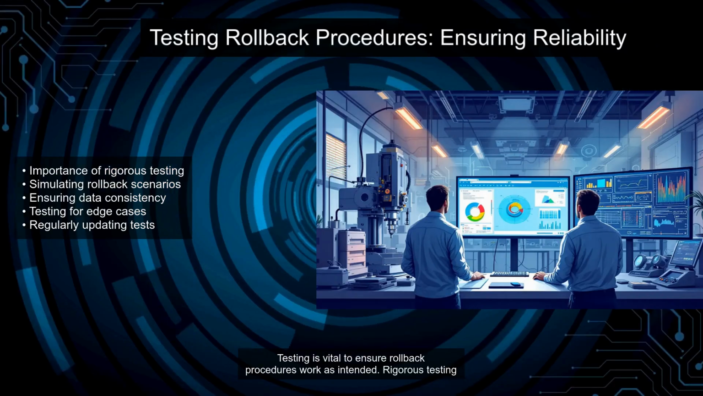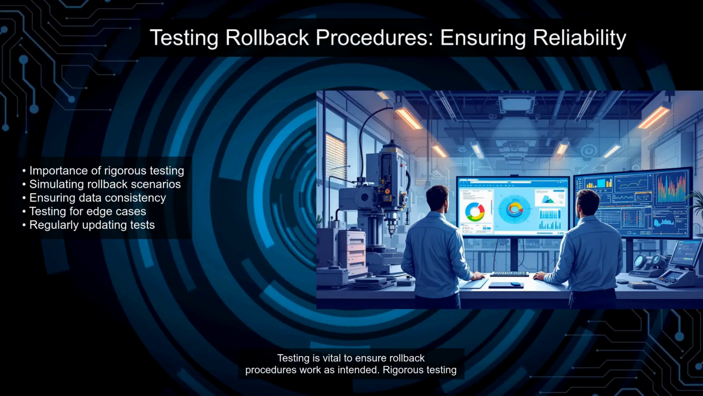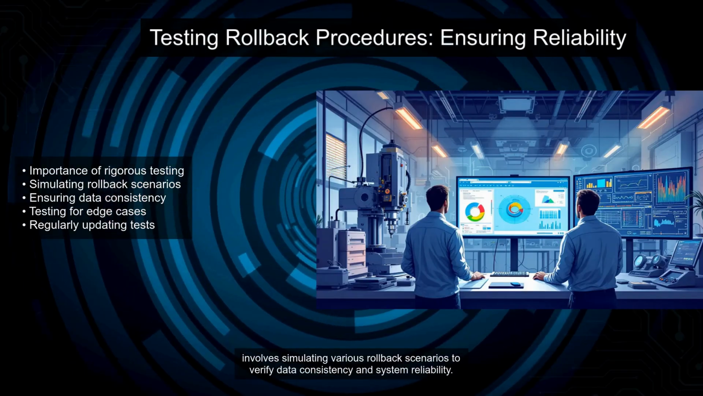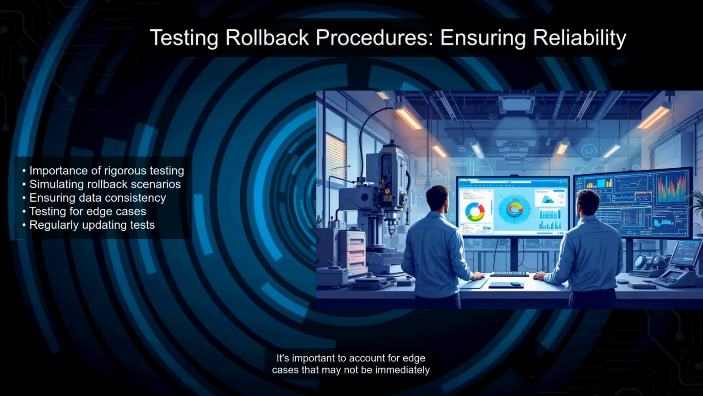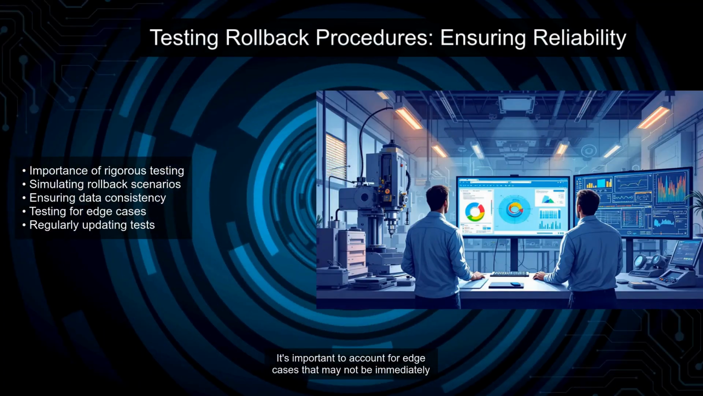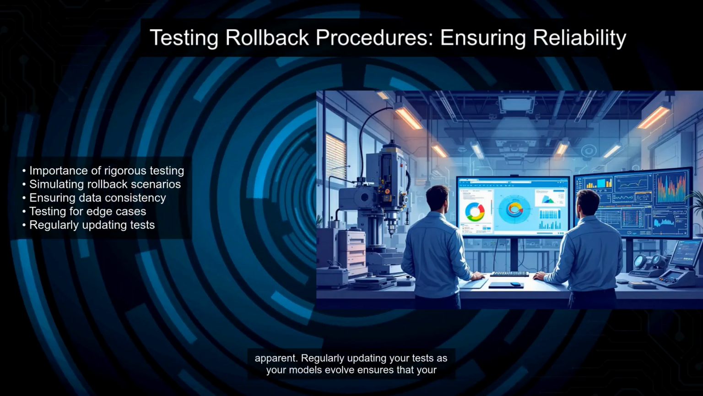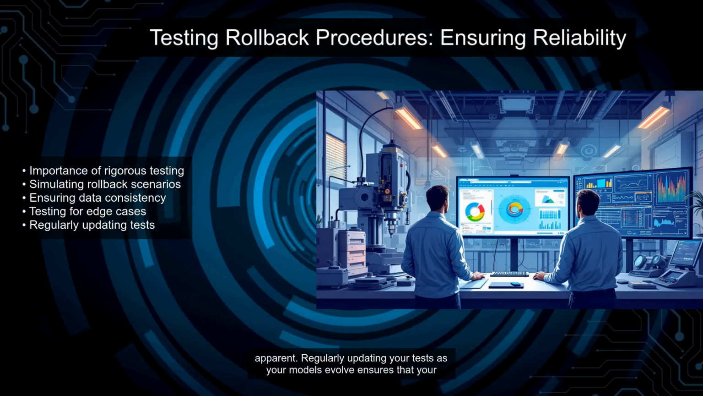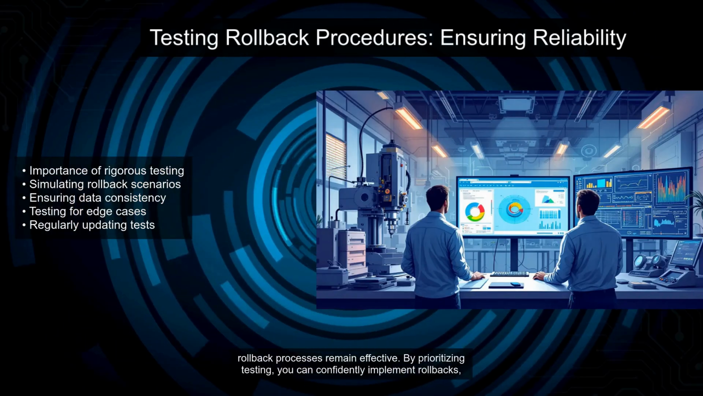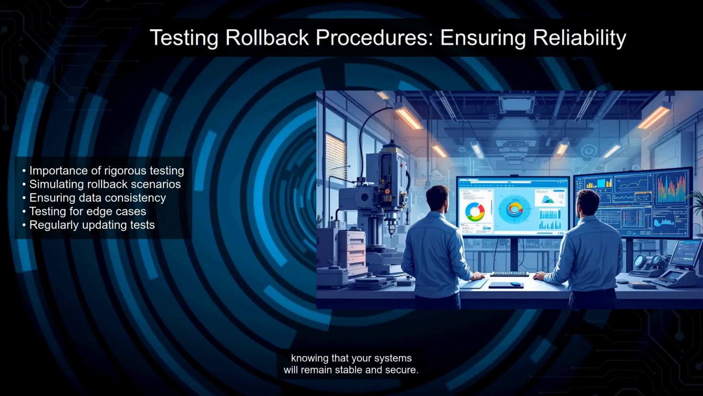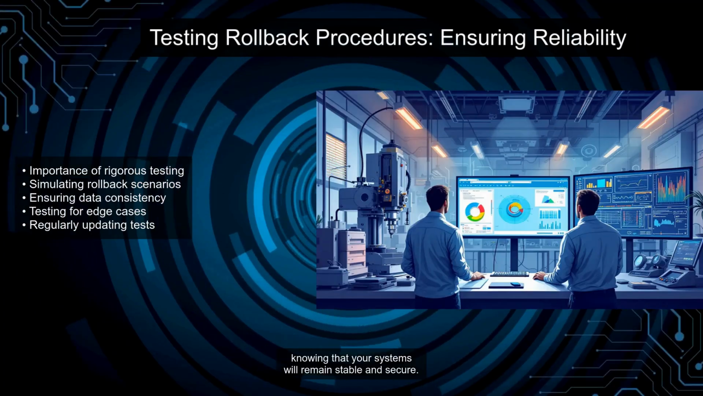Testing is vital to ensure rollback procedures work as intended. Rigorous testing involves simulating various rollback scenarios to verify data consistency and system reliability. It's important to account for edge cases that may not be immediately apparent. Regularly updating your tests as your models evolve ensures that your rollback processes remain effective. By prioritizing testing, you can confidently implement rollbacks, knowing that your systems will remain stable and secure.